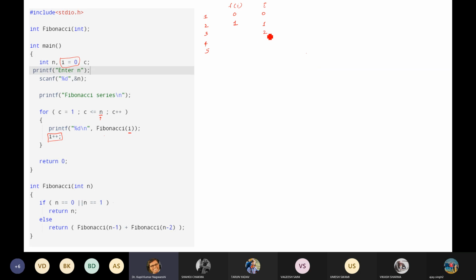In this loop it will be 2. Now F2 will be called and this will return 1. Yes or no? And for the fourth loop, this value will be 3. Now it will call F3 and the answer is 2. And this is 4, i equals to 4.